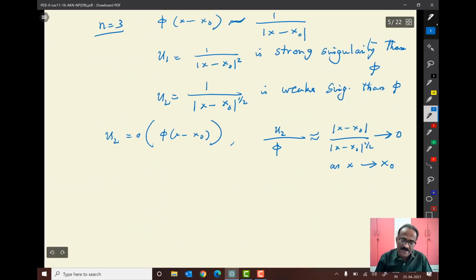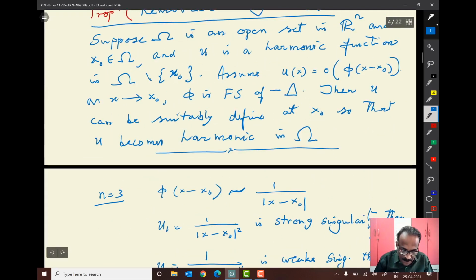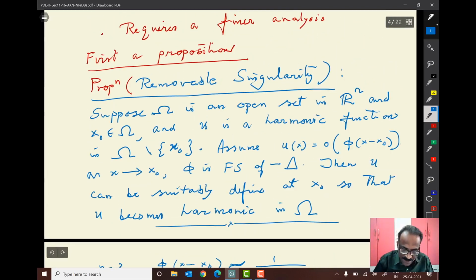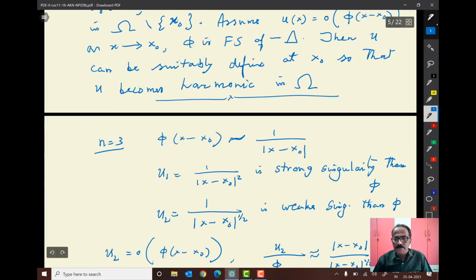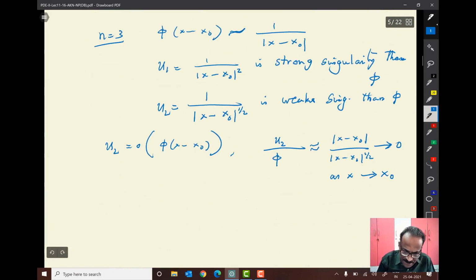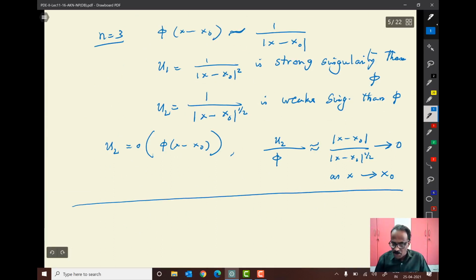We use this concept to prove something. First of all, in the next class we will prove this removable singularity theorem. So we will stop at this stage now, and then we will continue in the next lecture. Thank you.